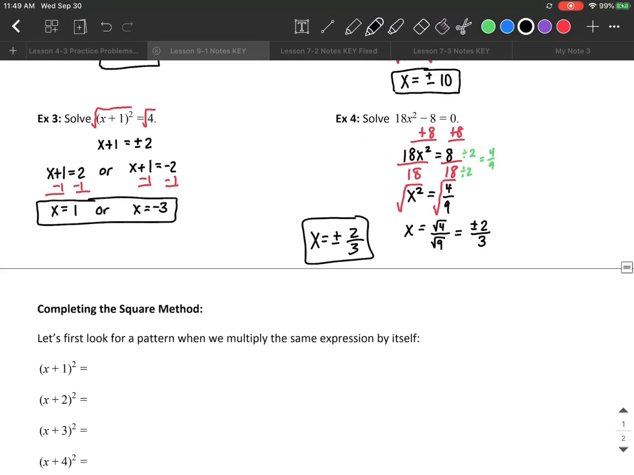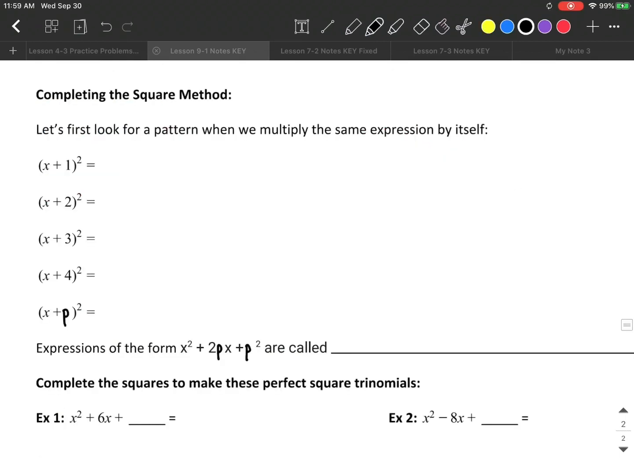And you could also write that as x is equal to 2 over 3 or x is equal to negative 2 over 3 if you prefer separating them. Next, we're going to talk about the completing the square method.